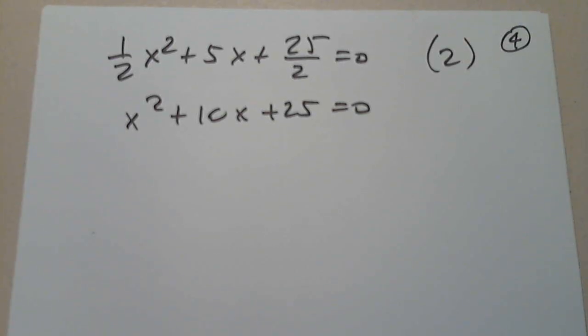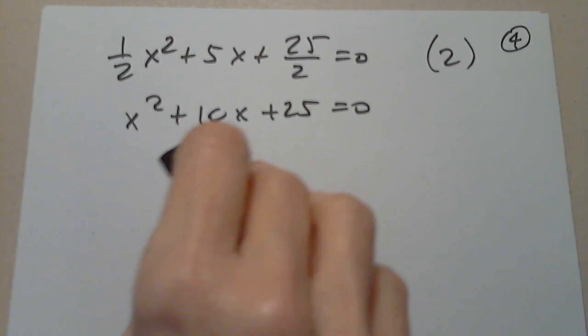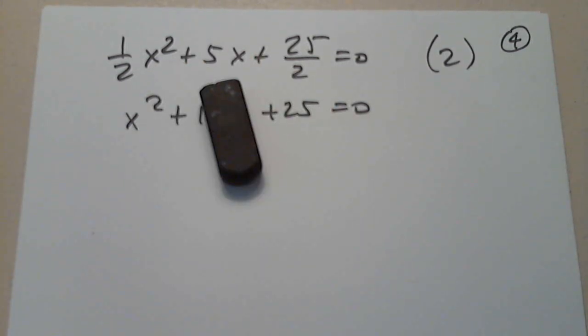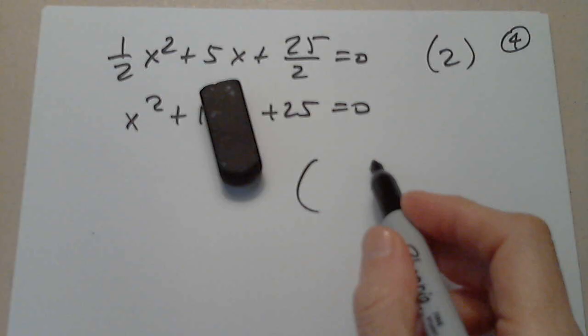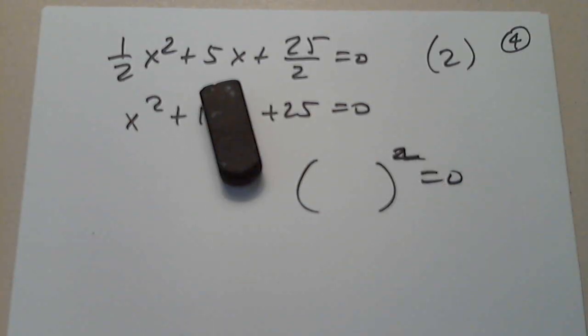Trinomial, descending order, no greatest common factor, no negative leading coefficient, special product. I always hope for a special product. Since this is a perfect square and this is a perfect square, I know exactly what I'm hoping for. What am I hoping for?